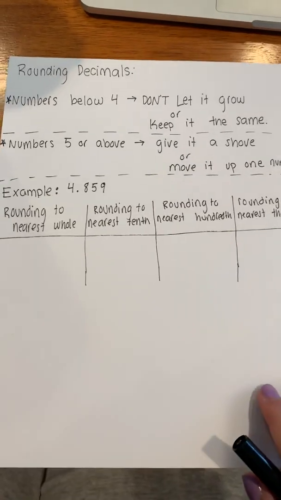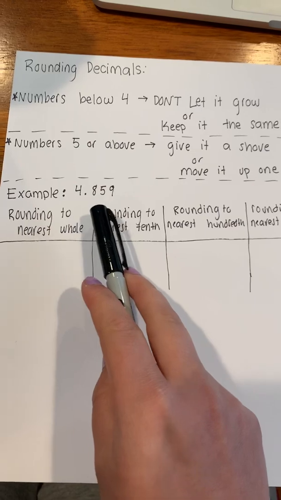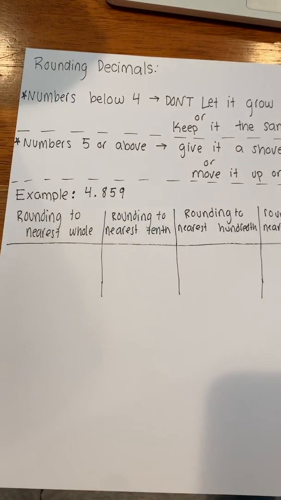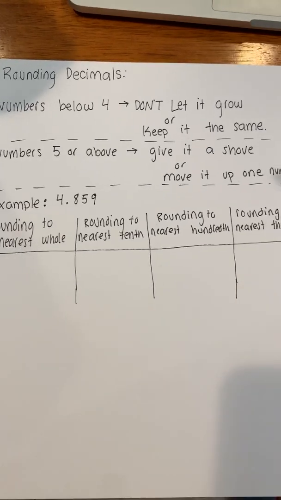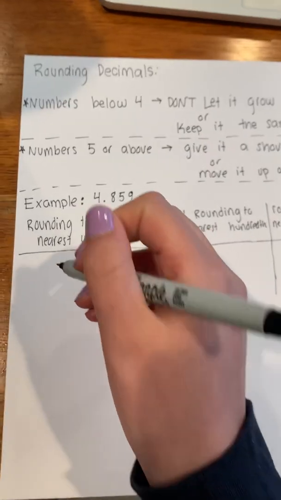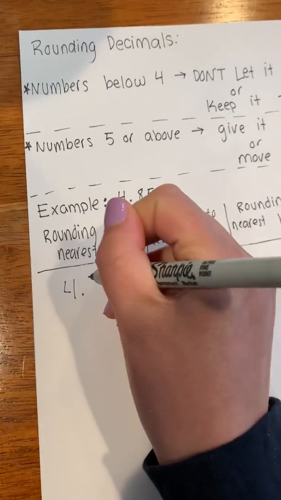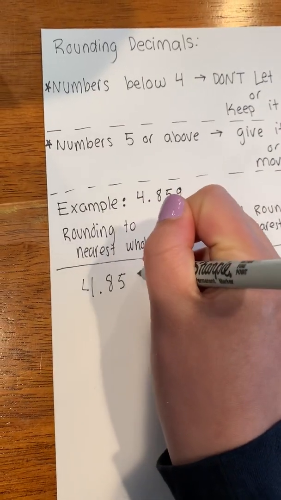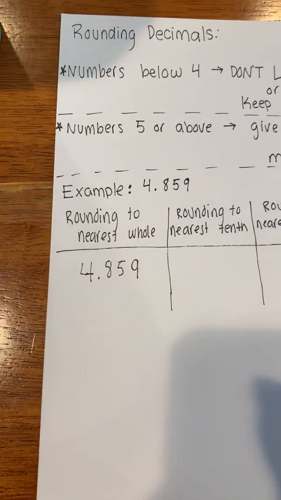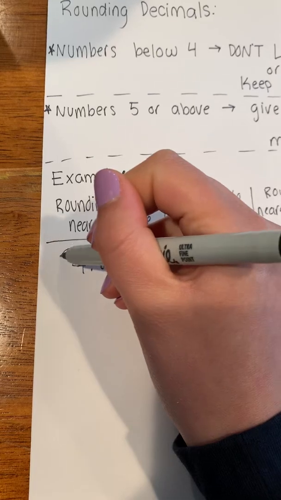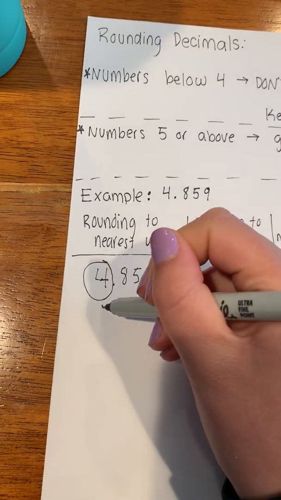So let's do an example here. Our example is 4 and 859 thousandths. When we're rounding to the nearest whole number, we've learned, guys, that that's really just the nearest ones place. So let's rewrite the number: 4 and 859 thousandths, right? Okay, so we circle this whole number, which is our 4. We circle the ones place, and we're going to look at its next door neighbor.